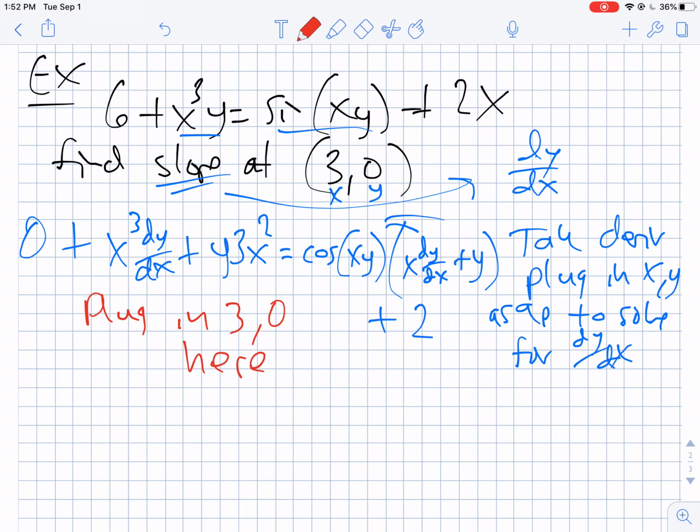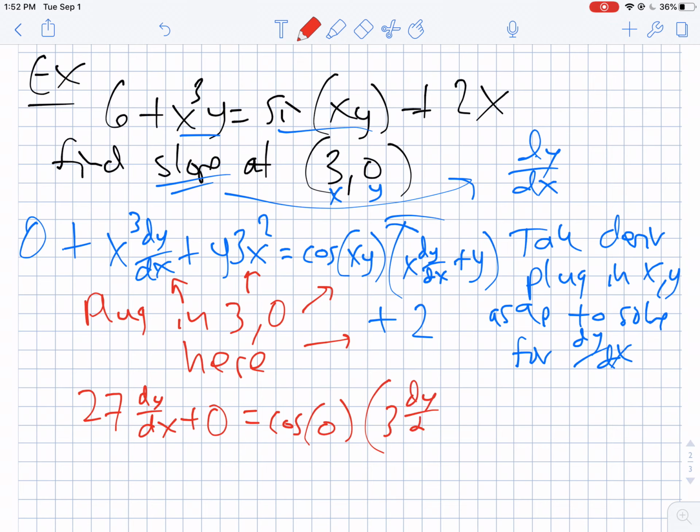So when I plug in (3, 0) for every single x and y, what am I going to get? Well, I'm going to get 3 cubed, I get 27 dy dx. The next term has a 0. And then we have cosine of 0 times x dy dx, so 3 dy dx plus 0 plus 2. And we see this worked out really nicely, because this just gives us 27 dy dx equals, that's just 1 times 3, so that's 3 dy dx plus 2.